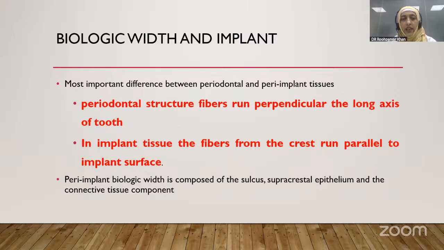Now, considering the biological width around the implants, when we compare the biological width of a natural tooth and an implant, there are two basic factors to consider. The most important difference between periodontal and peri-implant tissue is that the periodontal fibers run perpendicular to the tooth, whereas in an implant the fibers run from the crest parallel to the implant surface. So the peri-implant biological width is composed of the sulcus depth, supracrestal epithelium and connective tissue component.